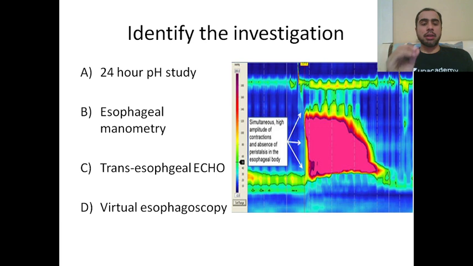Alright, and the last couple of questions for today. Identify this investigation. Okay, this is there in Bailey and Love. Just identify this investigation. 24-hour pH study, esophageal manometry, trans-esophageal echo, or virtual esophagoscopy. Alright, identify this investigation. There are a lot of hints in the picture itself.